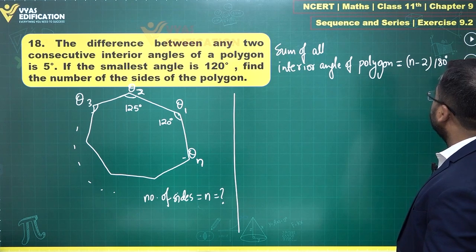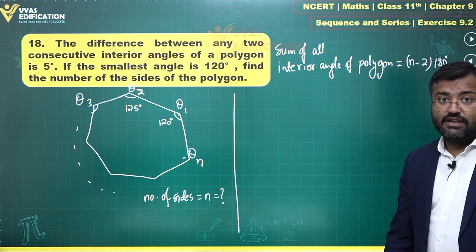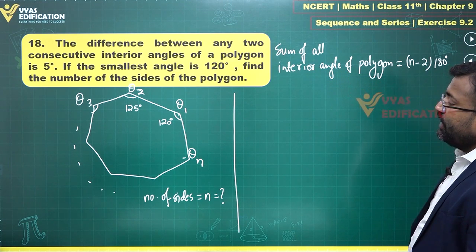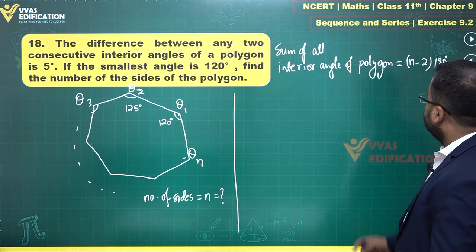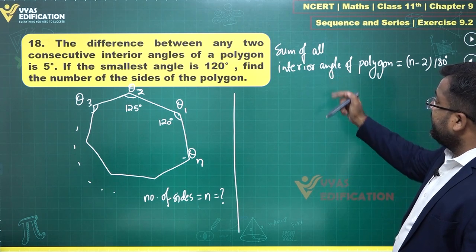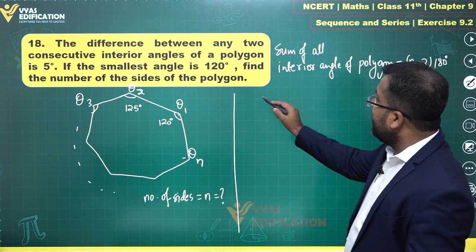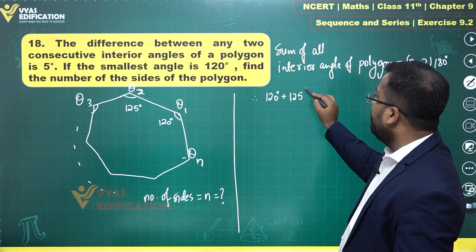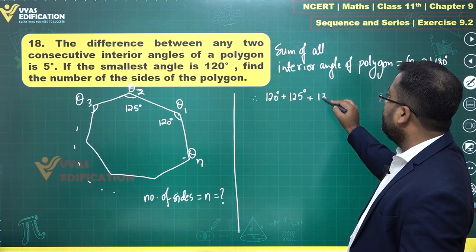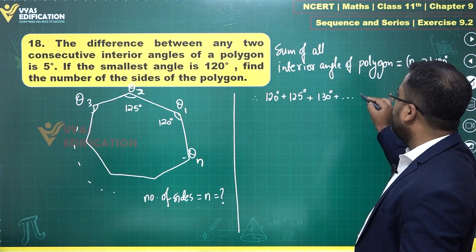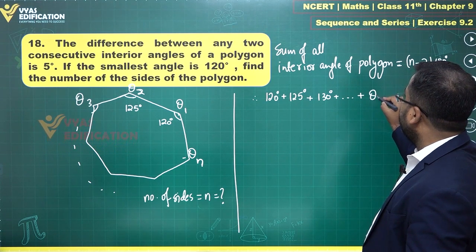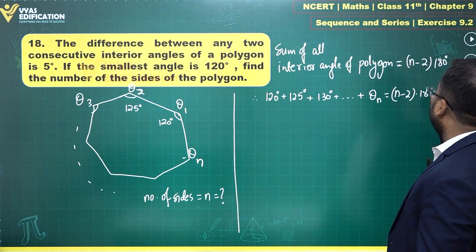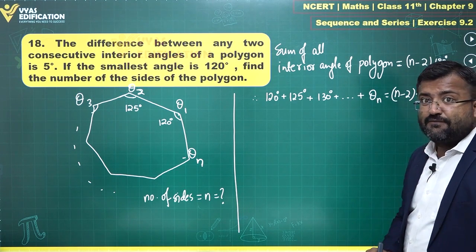180 degree. This is what you have, right? Yes. Okay. What else? Since you know the sum of all interior angles, you can easily say, therefore, 120 degree plus 125 degree plus 130 degree plus dot dot dot plus theta n is equal to n minus 2 into 180 degree. Can you say that? Yes.